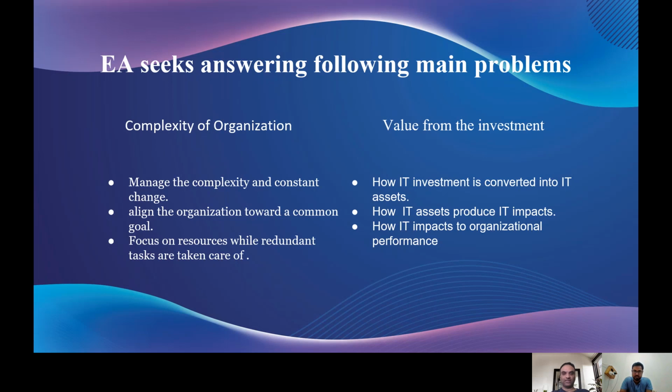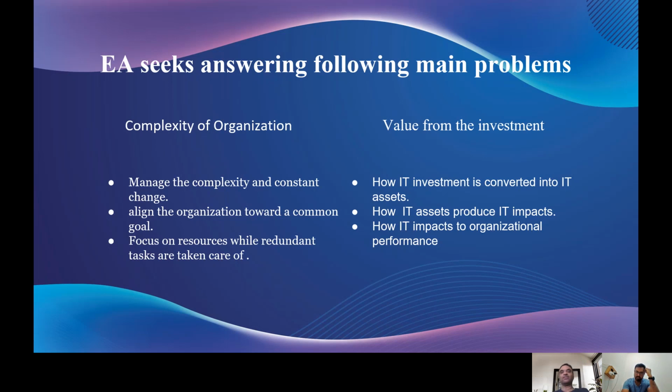There are two aspects. One is the complexity of the organization. The other is the value of the investment that they're going to make in enterprise architecture. The complexities that enterprise architecture focuses on are the complexity and the constant change that the organization needs to go through, aligning the complete organization towards the same goal. Focus on the redundant tasks that each team member is doing, and how these redundant tasks can be automated, thereby redirecting the resources working on them into better usage of their time and effort.